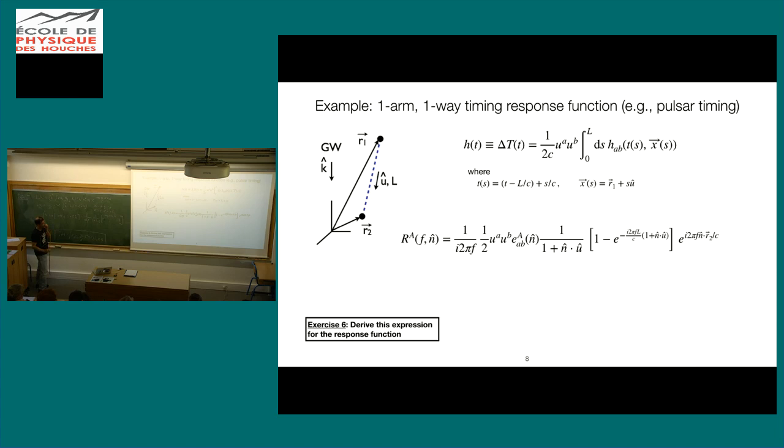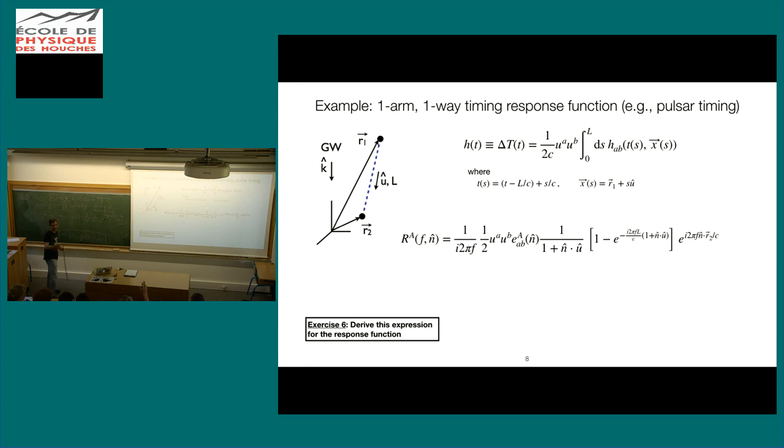Okay? And already you should see that we're getting more or less at least some of the terms here. Okay? The u^a and the u^b just come down nicely. The 1 half is over here. The 1 over i 2 pi f over here comes from over here. And then this c over here actually cancels that c over there, so there's no c in the denominator there. Okay, yes?